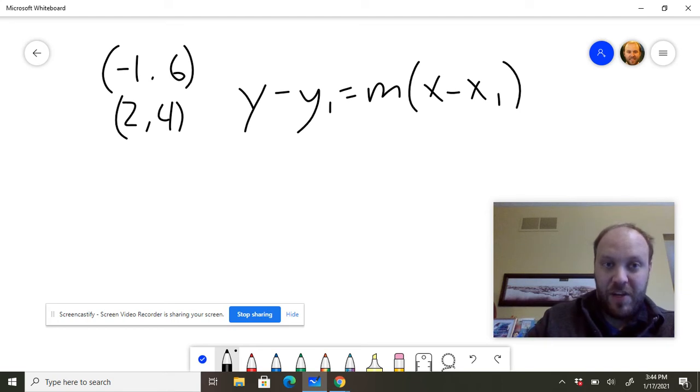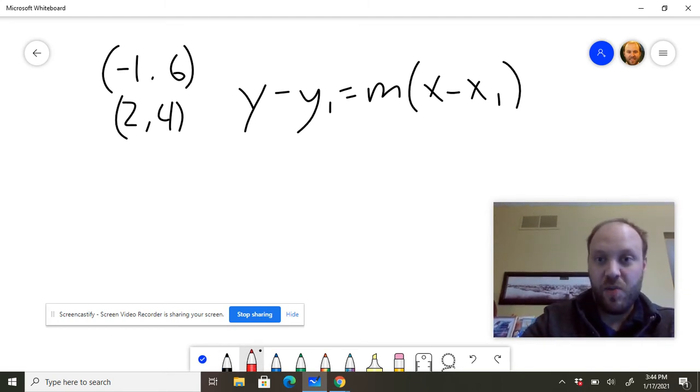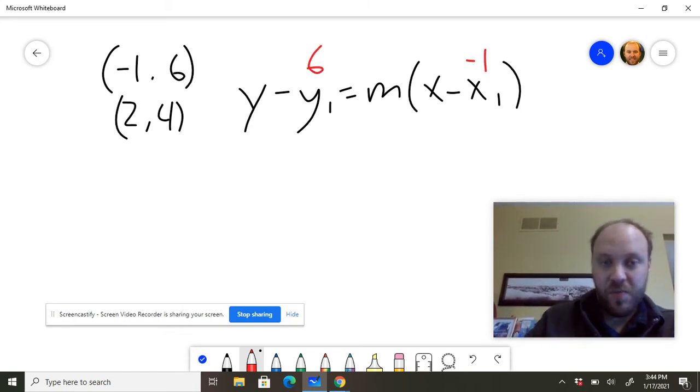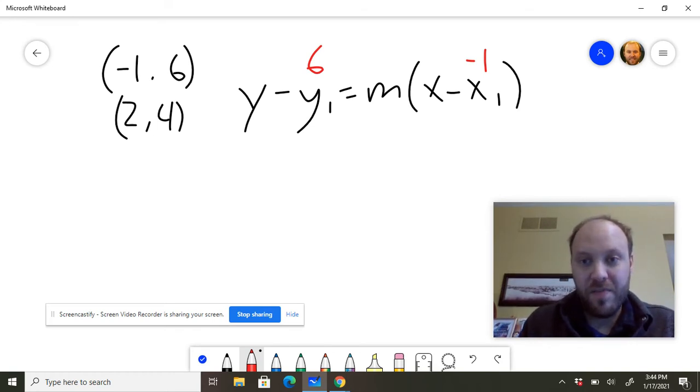Just for the heck of it, I'm going to use the point negative 1, 6. We've got an x-coordinate of negative 1, and we'll be filling that in for x1. We've got a y-coordinate of 6. We're going to be filling that in for the y1 value, and we just need to find the slope.